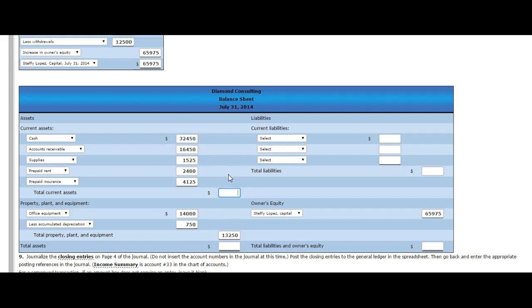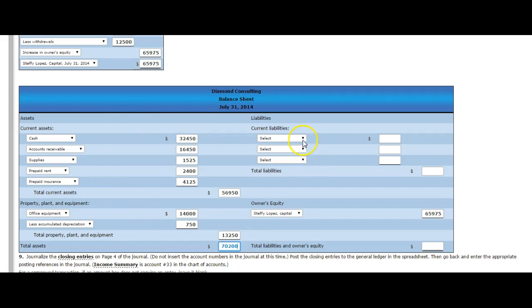Let's see. 32,450 plus 16,450 plus 15,250 plus 2,400 plus 41,250. It says 56,950. And if I add these two together, let's see how close we're coming. 56,950, this should be 13,250, and that is 70,200. So you had all your numbers on your worksheet. You just had to plug and chug them and think about it a little bit.